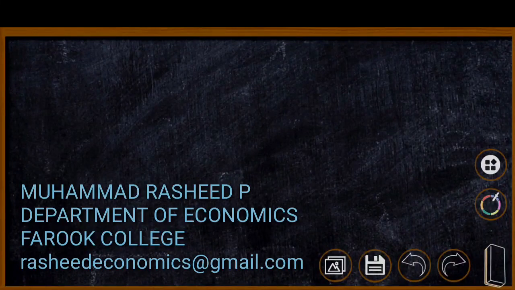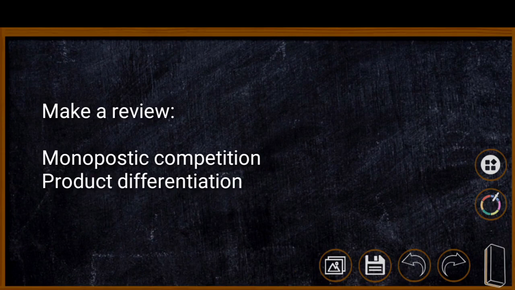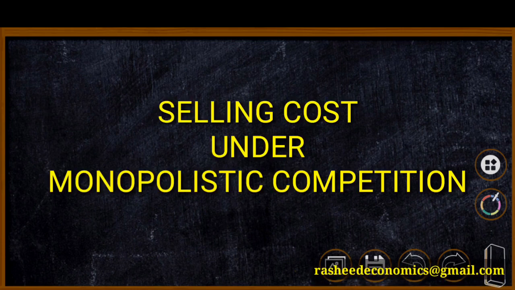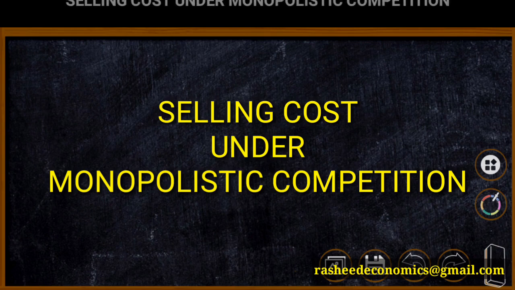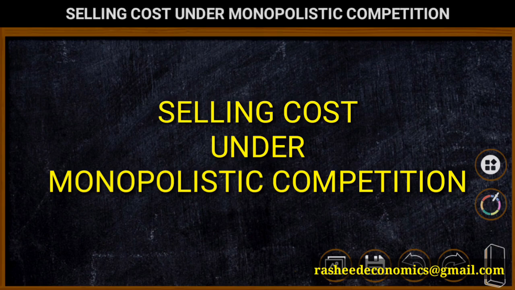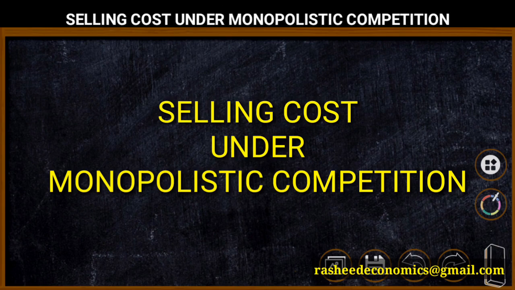Hello students. In our last video we explained product differentiation and we said that product differentiation is a main feature of monopolistic competition. Another important feature of monopolistic competition is the existence of selling cost. Here in this video we are going to explain selling cost. We will be explaining how selling cost affects revenue and cost of a firm under monopolistic competition.